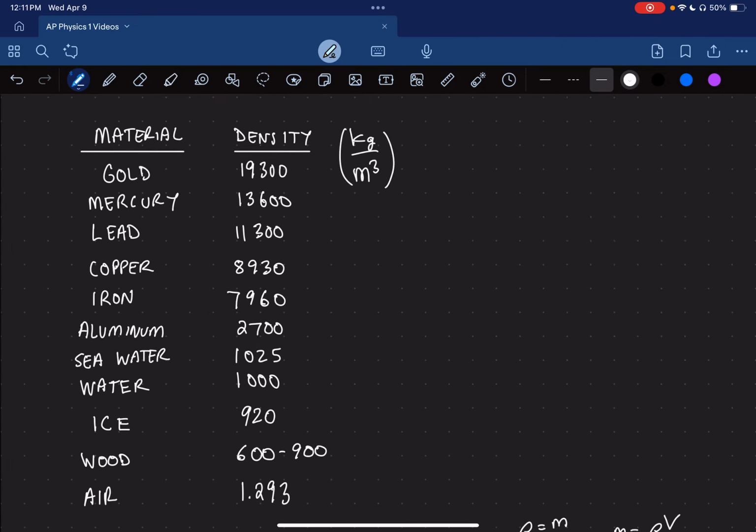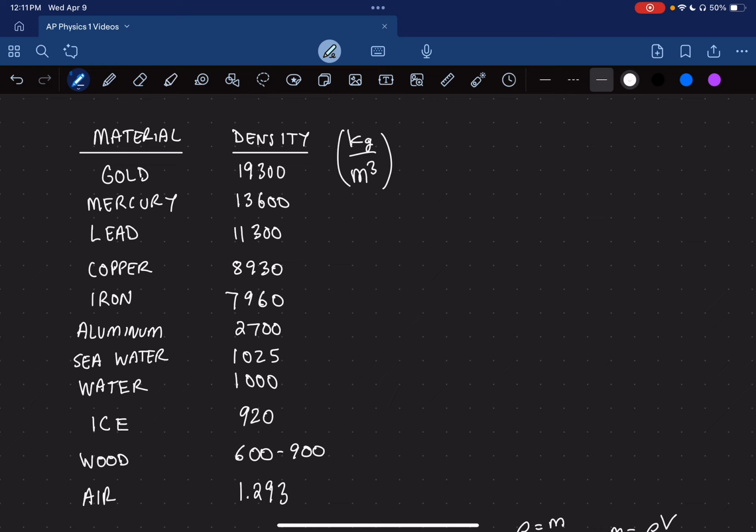Here's a list of various materials and their densities. Starting with water. Water is the one we'll use a lot. The density of water is 1,000 kilograms per meters cubed. Ice is less dense than water. That's why it floats. Wood, because there's various types of woods, will range between 600 and 900. And air, of course, is much less dense than water. Seawater is slightly more dense because it has salt content in there, 1,025. And these are various densities of different metals.